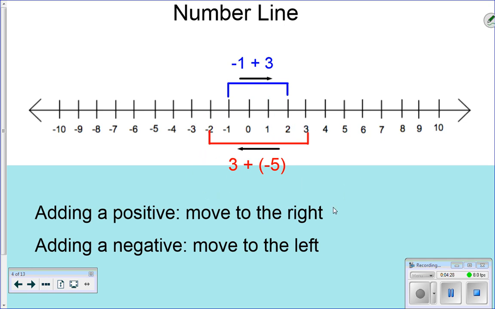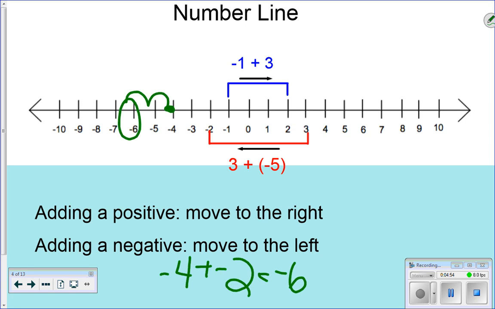What's that? Yeah, that's all you do. When you move, you're figuring out how many spaces there are, right? So if I have negative 4 plus negative 2, first thing I'm going to do is find negative 4 on the number line. And am I adding a negative? Yep, so I'm going to move left 2 spaces on that number line. 1, 2, and where I stop, I end up at negative 6. That's my answer. So, do you guys have questions on this method?